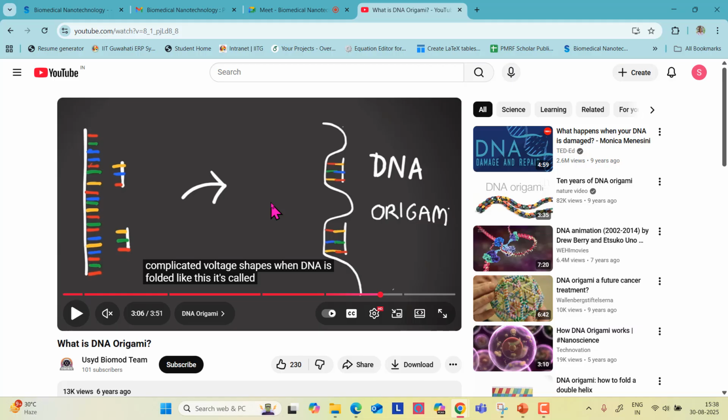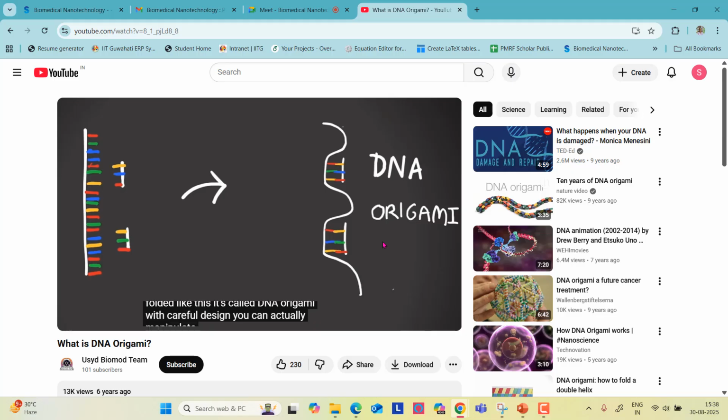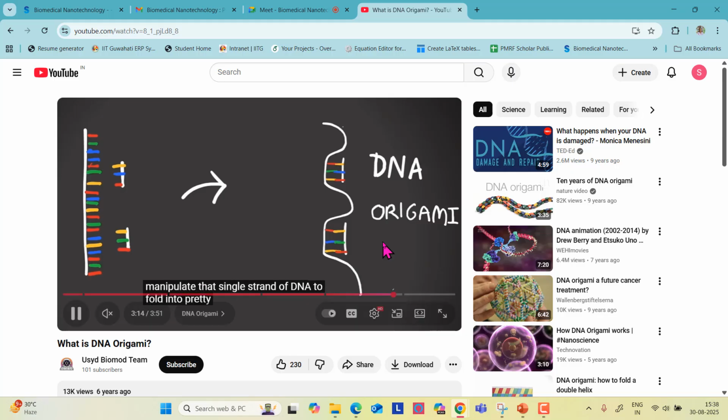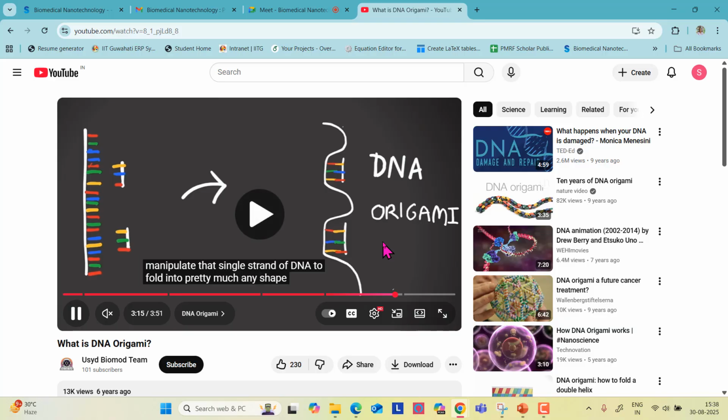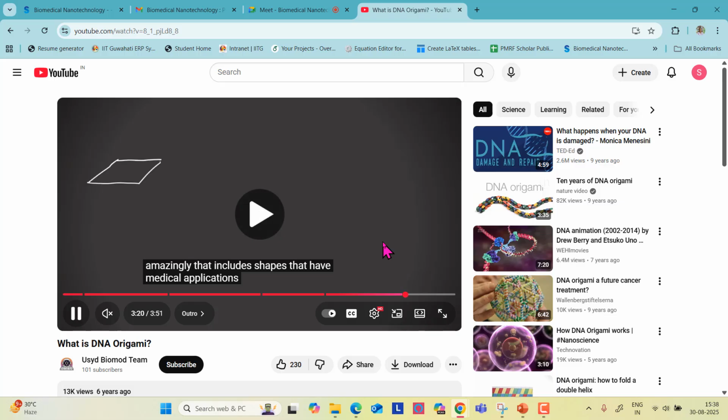So what you did is take out two portions of your single-stranded DNA, separate them from the double helix structure, and form a new kind of pattern or structure. This is the DNA origami. You can manipulate the single strand of DNA to fold into pretty much any shape you want, right?